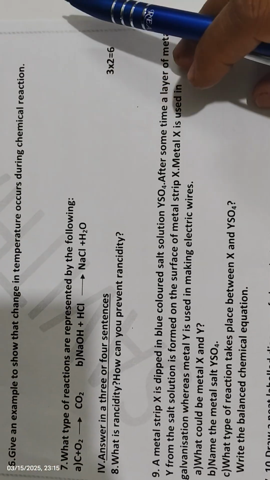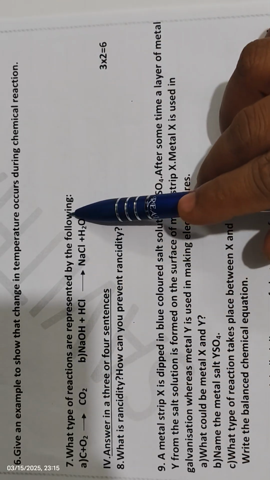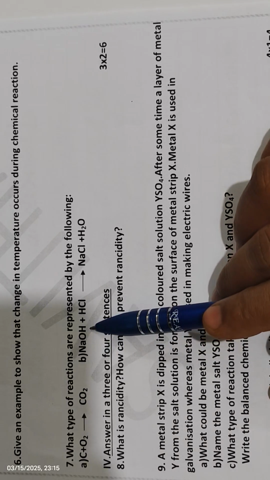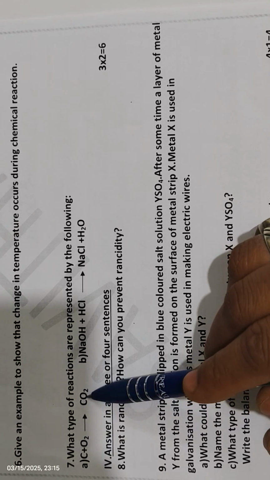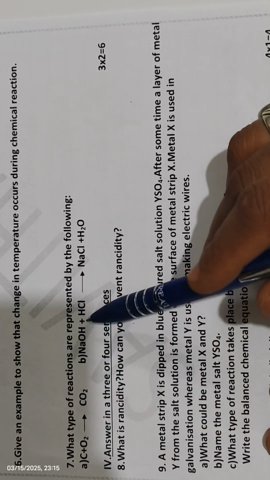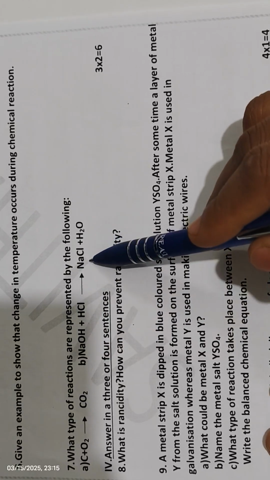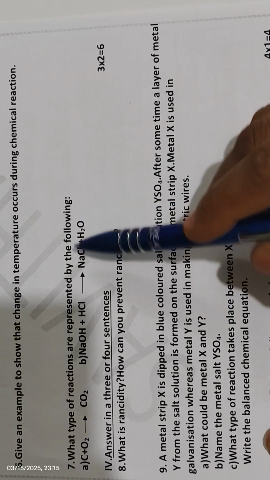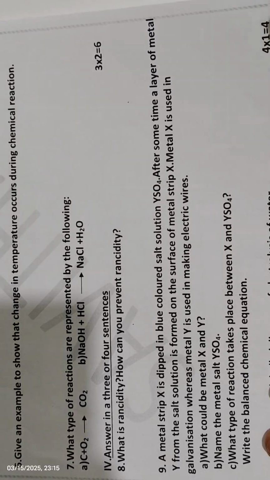Question number 7. What type of reactions are represented by the following? Here two sub-questions, A and B, are given with equations. A: C plus O2 gives CO2. This is one type of reaction. B: NaOH plus HCl gives NaCl plus H2O. This is another type of reaction. So what type of reactions are represented here? We have to answer this question.